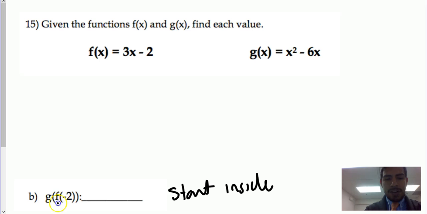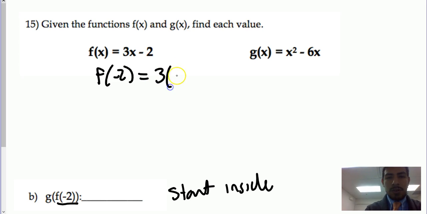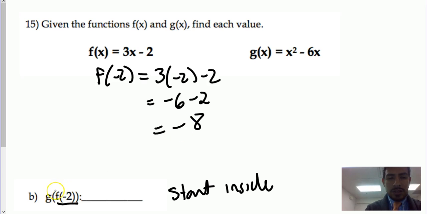So we're going to do f of negative 2 first. f of negative 2, that's our input. Negative 2 is our input, so we'll do 3 times parentheses negative 2, minus 2. And let's do that math. 3 times negative 2 is negative 6, minus 2. Okay, I get a negative 8. So this value is negative 8.